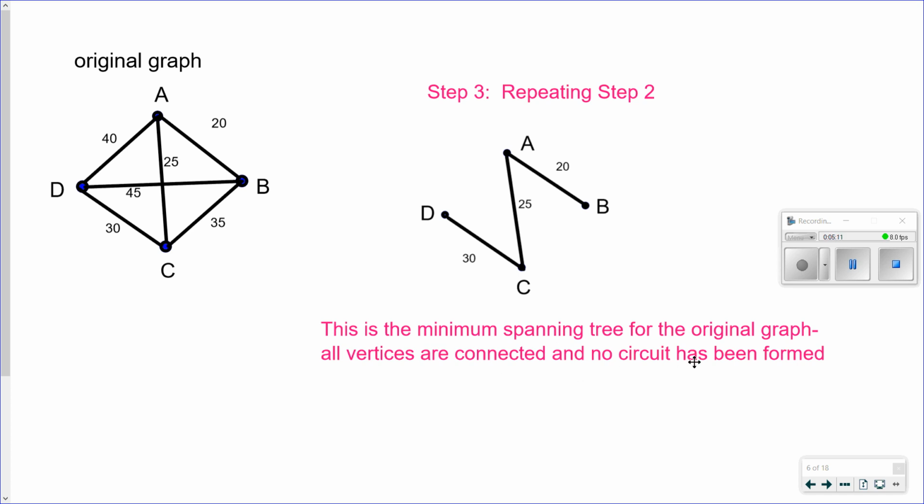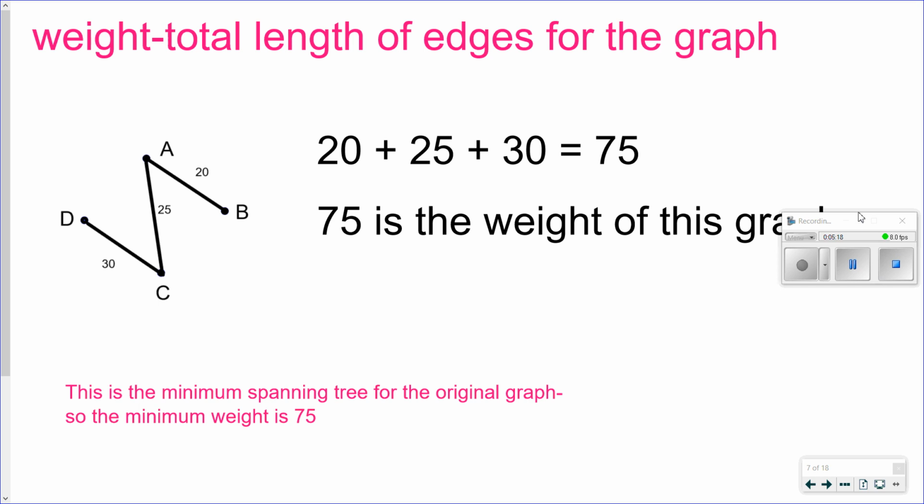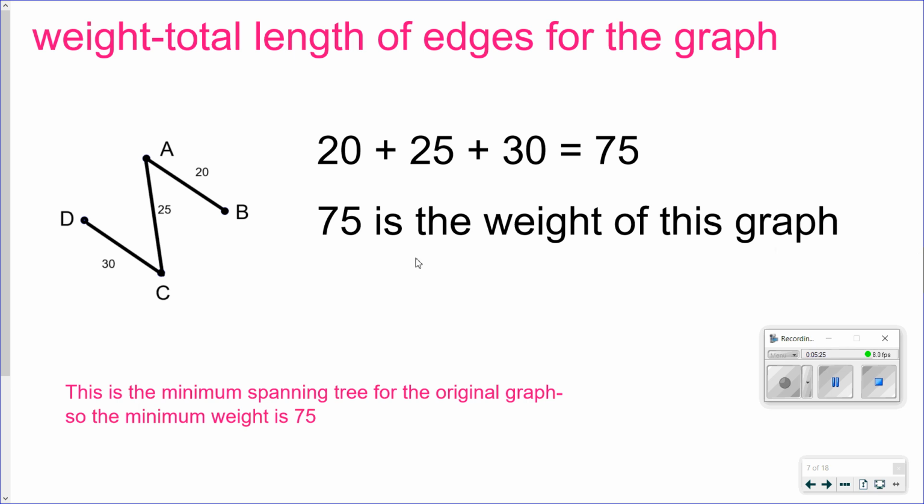So all the vertices are connected, and if we add up those weights here on the next page, 30 plus 25 plus 20 would add up to 75. So we say that the weight is when you add up the edges of that graph, and this minimum spanning tree has a weight of 75. And because it is the minimum spanning tree, it should be the minimum weight possible for any spanning tree for that original graph.